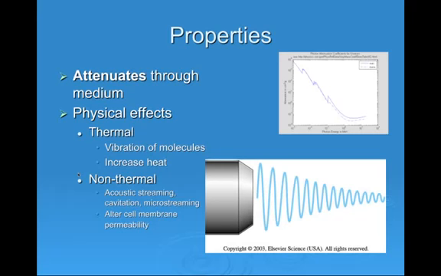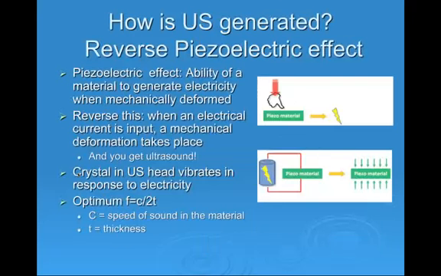Okay, and we have two physical effects that we're going to try to take advantage of. One of those is thermal, and this just comes about from the vibration of the molecules, and that tends to increase heat. And then we also have non-thermal effects, and those non-thermal effects are termed acoustic streaming, cavitation, and microstreaming. And there are many proposed effects of these non-thermal effects. One of them is to alter cell membrane permeability. This is the effect that we're going to try and maximize when we're trying to use ultrasound for wound healing, so other than heating things up.